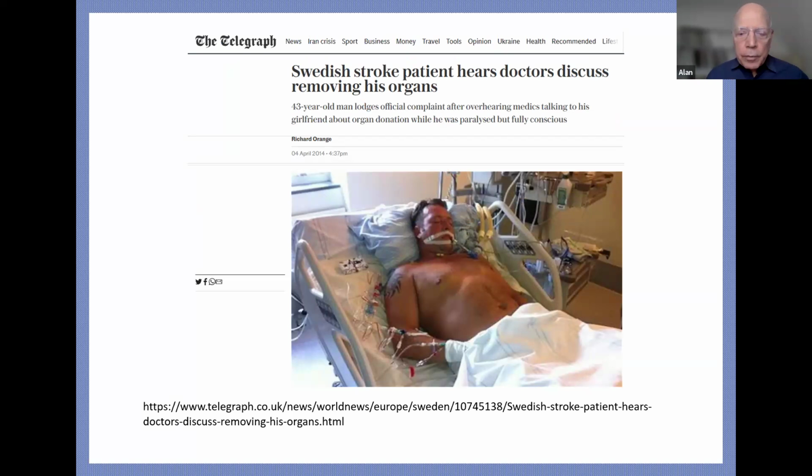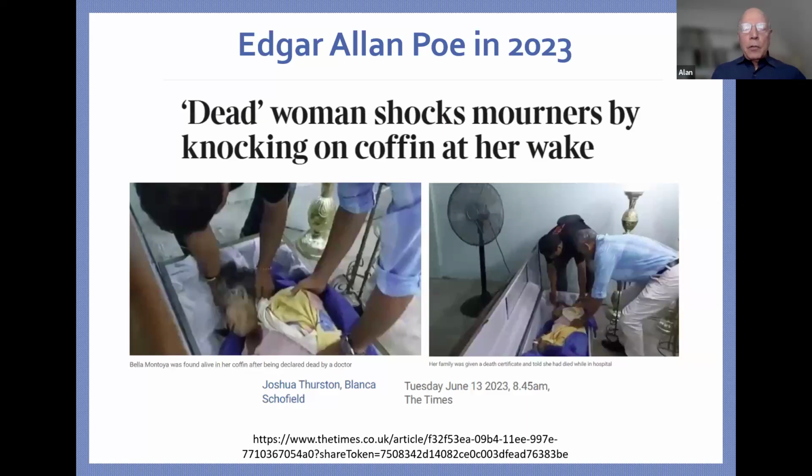And here's a news article from the Telegraph about a Swedish stroke patient who hears doctors discuss removing his organs. And then he wakes up and tells about it. Now, what does this have to do with brain death? Well, you might be surprised that even in this millennium, Edgar Allan Poe's horror stories still sometimes occur in real life. So here's a woman who was in her coffin at a wake in South America, and she started knocking on the coffin, and they opened it up, and she was breathing and quite alive.